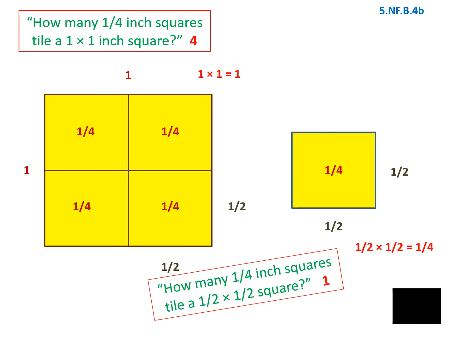To demonstrate this concept, let's use an area model. Here we have an example of a unit square and a square with a fractional side length of the unit fraction 1/2. You can see that the unit square is tiled with 4 1/4 inch squares. A square with sides the length of a unit fraction 1/2 is also tiled with 1/4 inch squares, but it's tiled with only one of them.